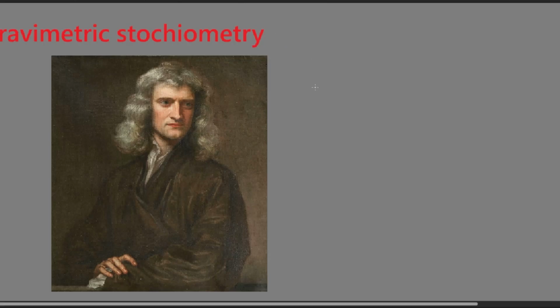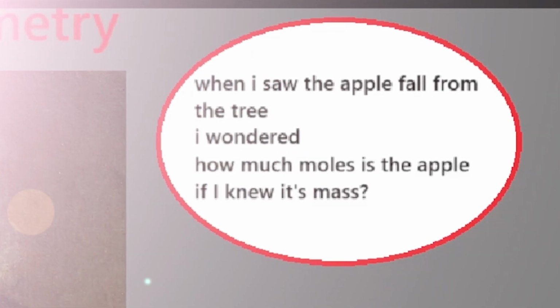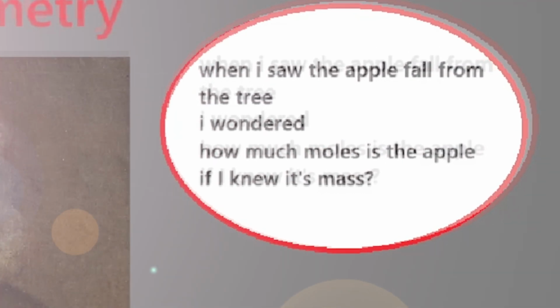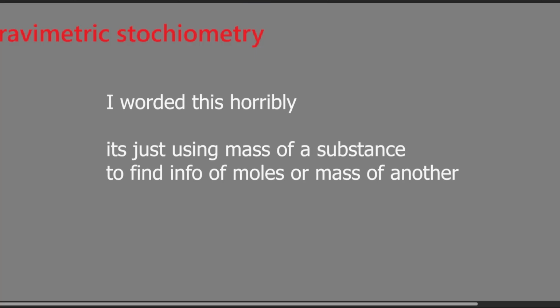That's the end of balanced chemical reactions and the such. So now we're going to move on to the first type of stoichiometry, which is gravimetric stoichiometry. So, what is gravimetric stoichiometry? When the word gravimetric pops into mind, you might be thinking, oh my god, are we dealing with gravity? And no, we're not. But this is a real quote from him. He said, when I saw the apple fall from the tree, I wondered, how many moles is the apple if I knew its mass? That is actually a real quote. Essentially that. Gravimetric stoichiometry is when you have mass and you're trying to find out moles, or, is this mass to moles conversion?